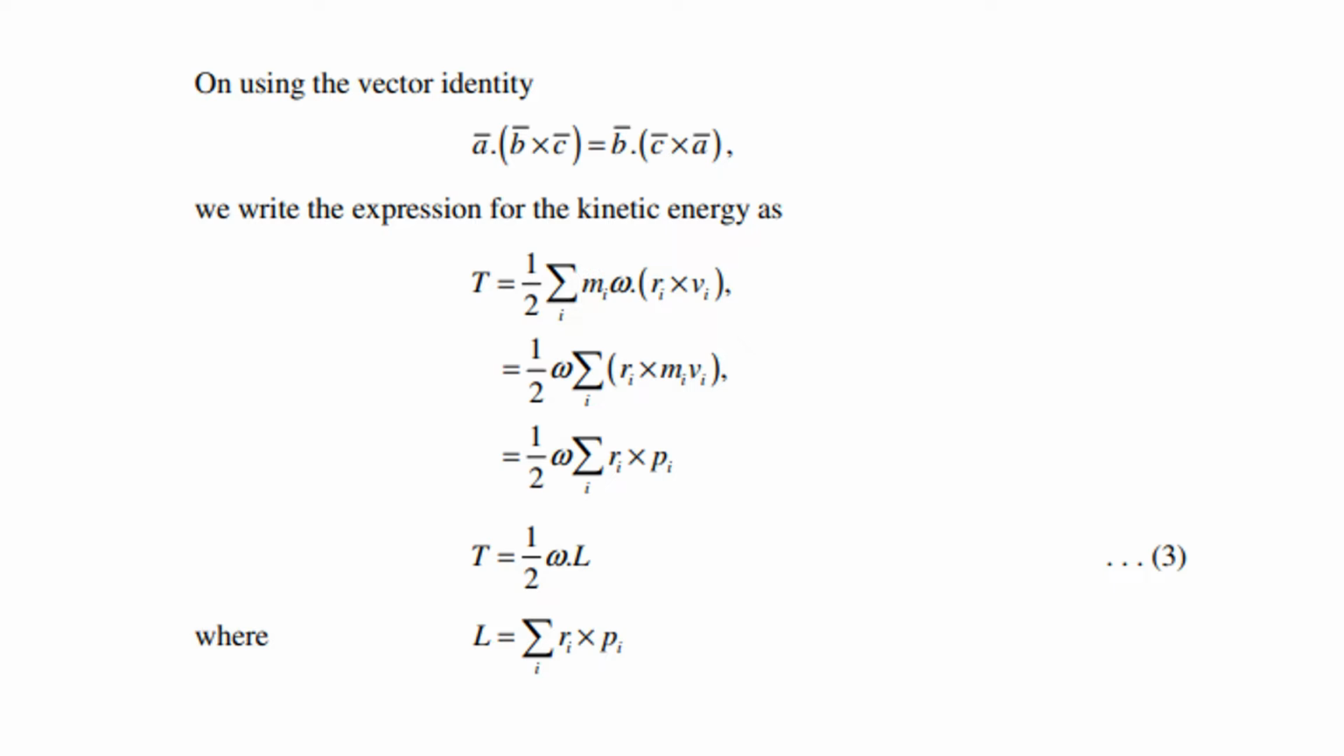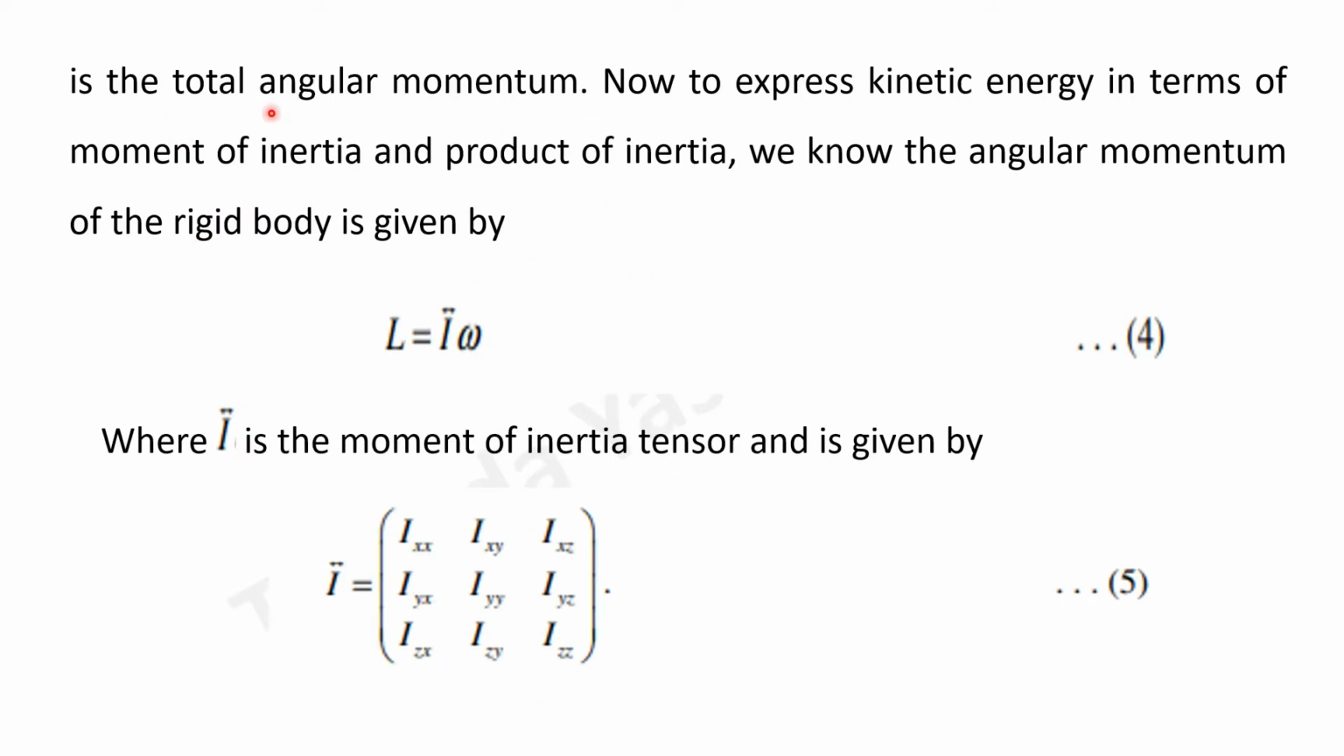Now moving next, from equation 3 we will work out the kinetic energy. To express the kinetic energy in terms of the moment of inertia and the product of inertia, we know the angular momentum of the rigid body is given by L = I double dot omega. That sign is for the inertia of the whole body. So L = I double dot omega.